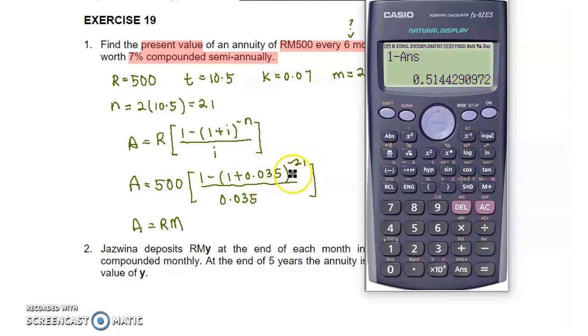So this is the numerator. I show it one by one because some of you do not know how to press the calculator directly. Then divided by the denominator, divided by 0.035. This is the value inside the square bracket. Then multiply by 500. So present value equals 7348.99.